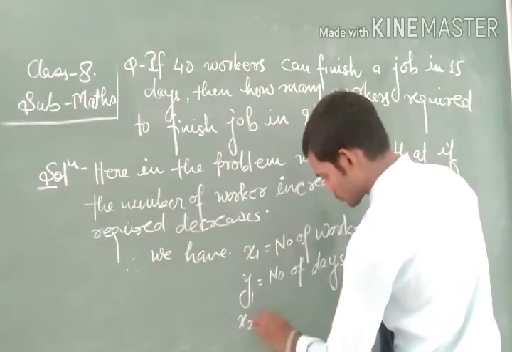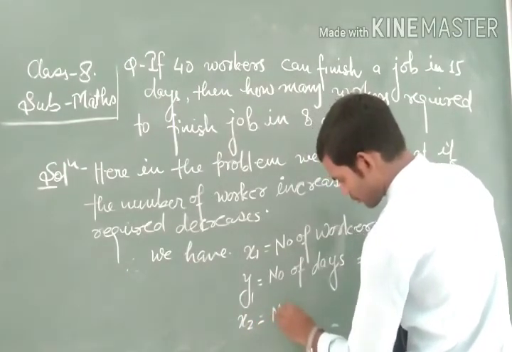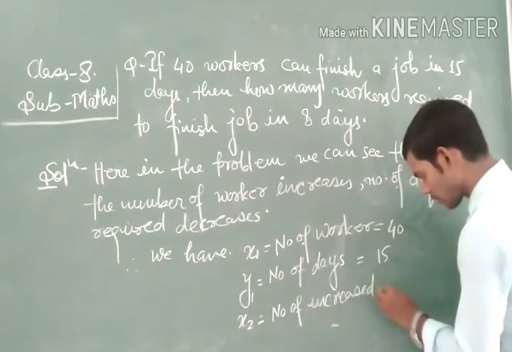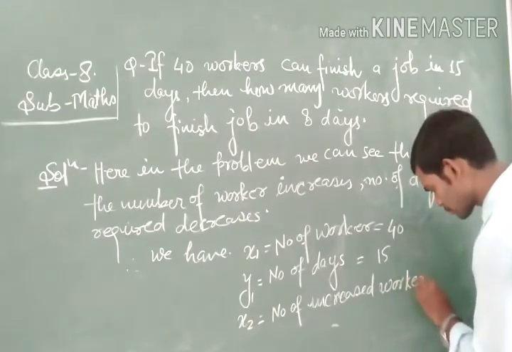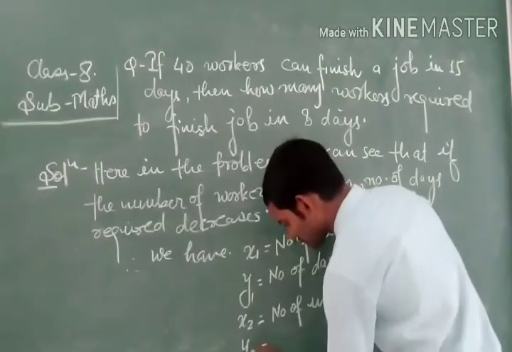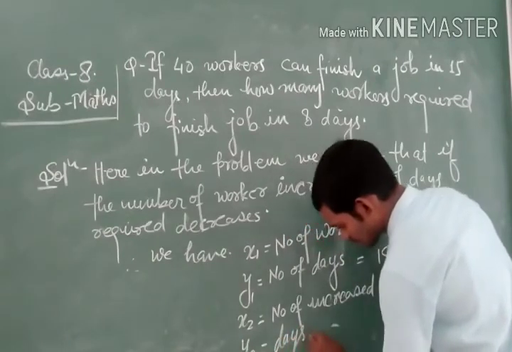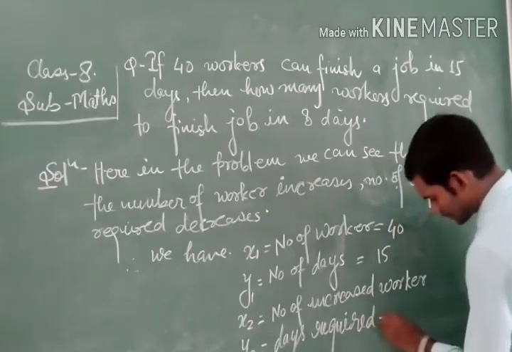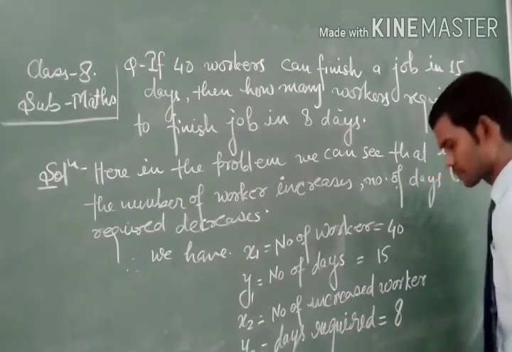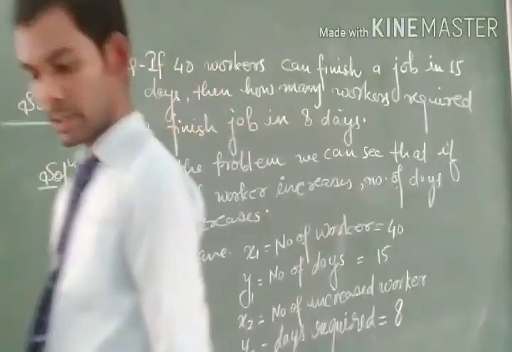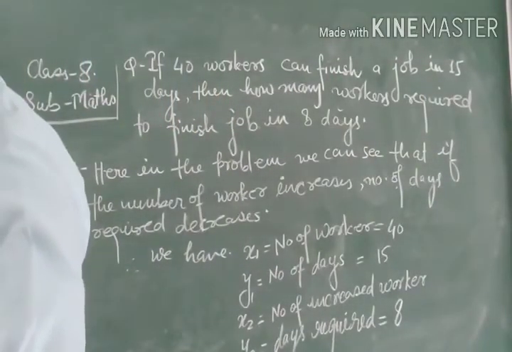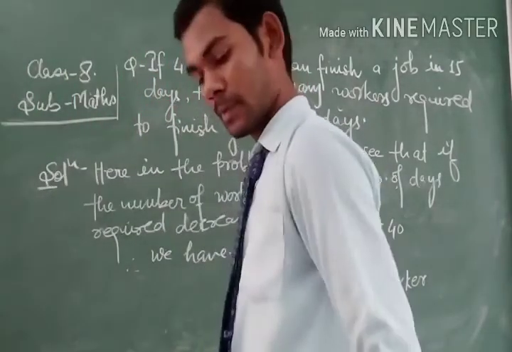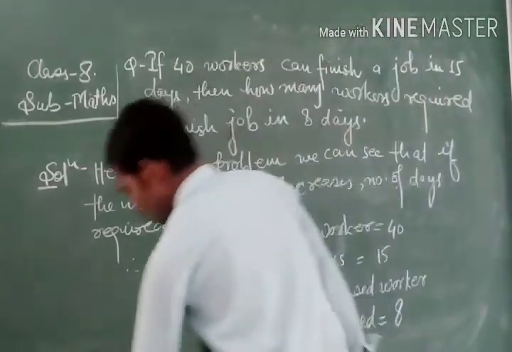Again, x2 is the number of increased workers, and y2 is the days required, and this is equal to 8. So now let us see the solution by using the formula.